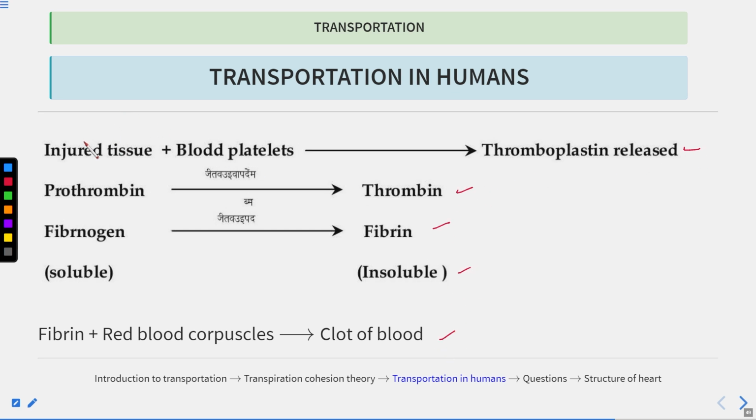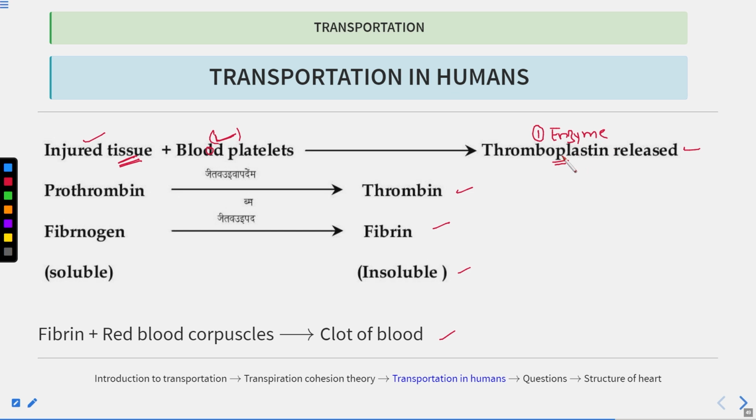First, injured tissue is the trigger for the formation of the blood clot. So here, injured tissue, blood platelets, they get activated and they help in the formation of the plug. So blood platelets arrive at the site of the injured tissue. Okay, and then what is released? Thromboplastin, also known as thrombokinase, is released. So this is the first enzyme, you can say.